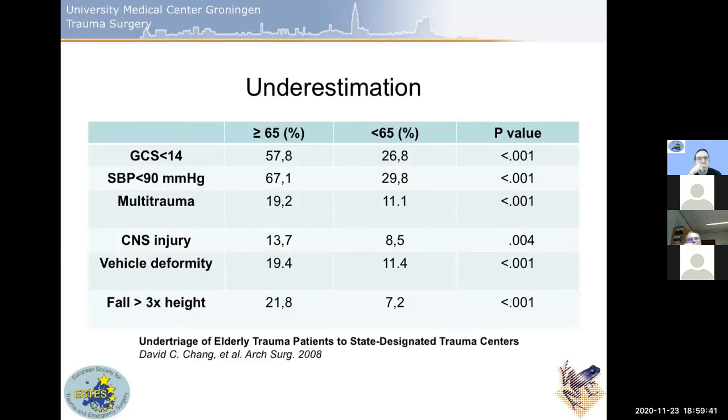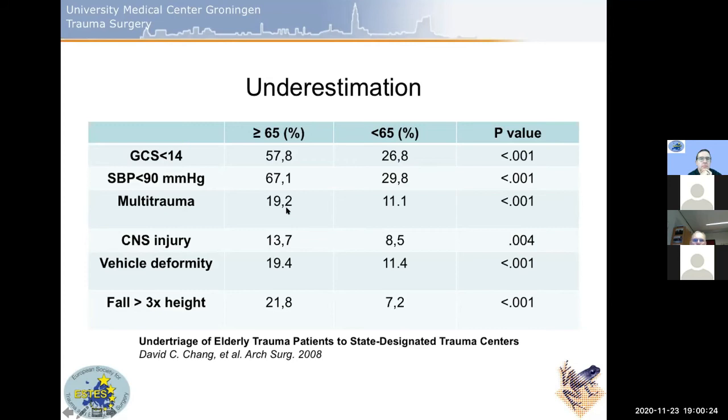I told you about the ICU admission in our hospital, and this is a study from the United States about underestimation of elderly people. You see here that almost 58% of patients with a Glasgow Coma Scale lower than 14 don't go to a level 1 trauma center, and even 67% with a systolic blood pressure lower than 90 don't go to a level 1 trauma center. And it's different if the people are younger: 29% and 26%.